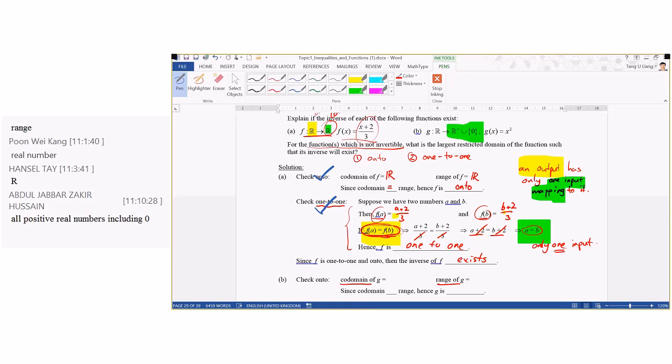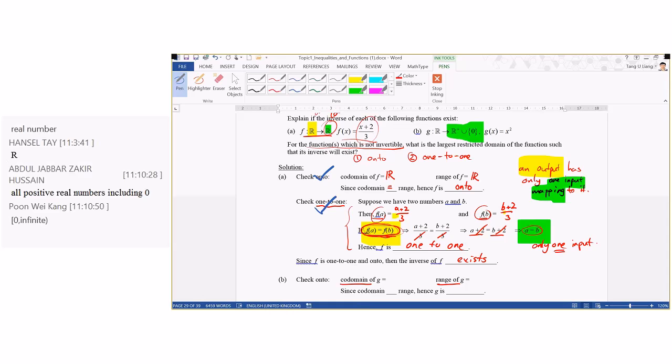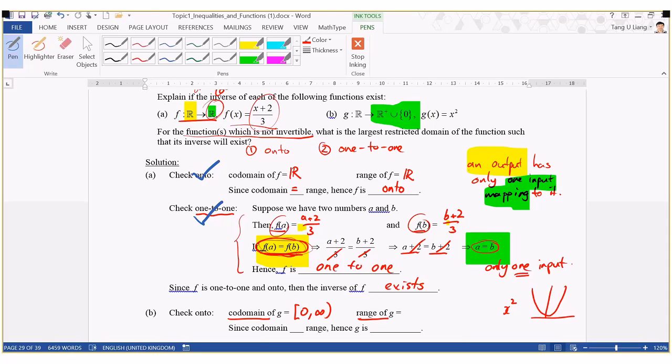How about the range of G, that is x square? If we look at the graph, x square is a U-shaped graph. The range is what numbers? Is it the same as the codomain or is it a smaller set? What do you guys think? Same, that's right, the answer is the same set. We all know that x square is always non-negative. Square anything is always non-negative.